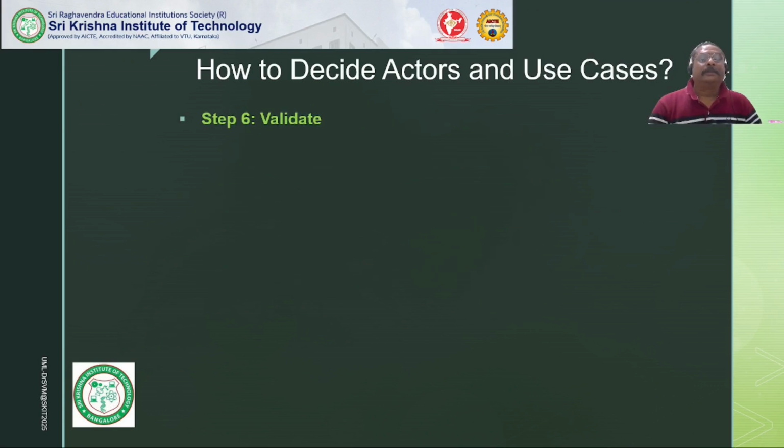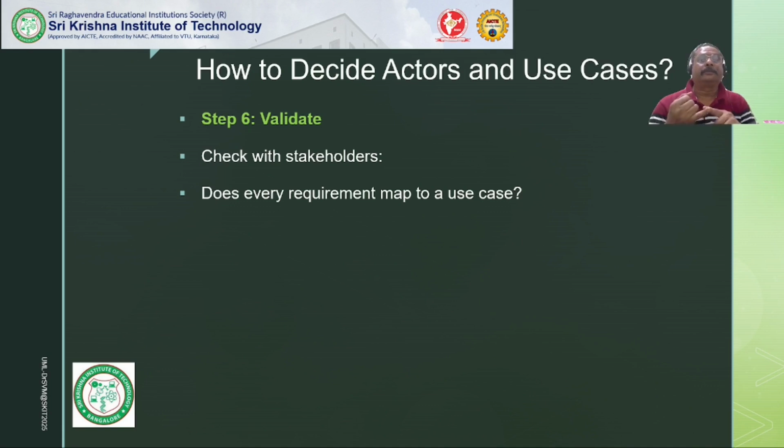And finally the sixth step is about validating it. Check with the stakeholders. Go back to the stakeholders like your client, and sit with them and see whether each requirement is mapping to a use case or not. So whatever they wanted, is it visible in the use case diagram or not? Some use case should satisfy their requirements.